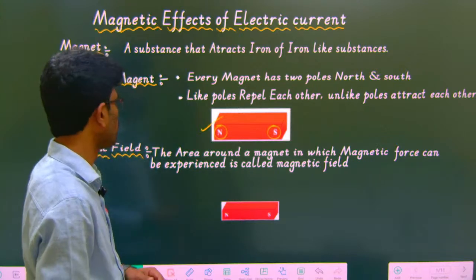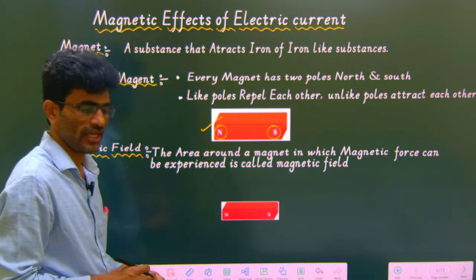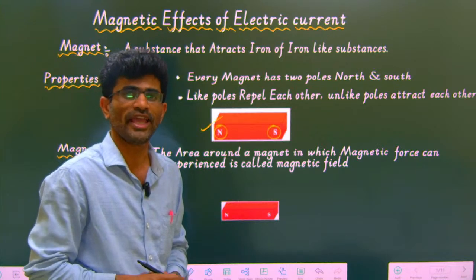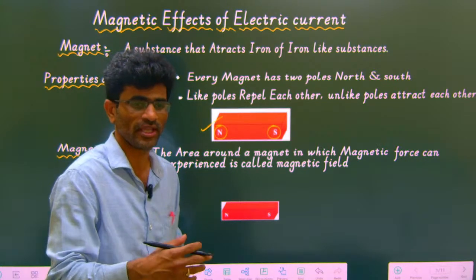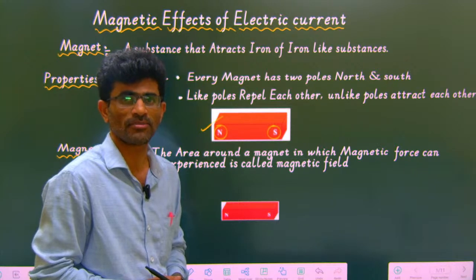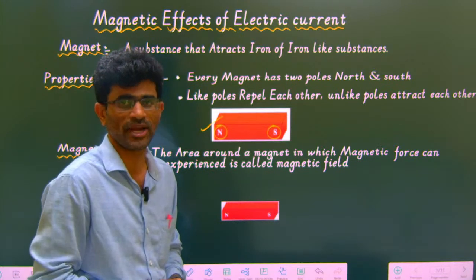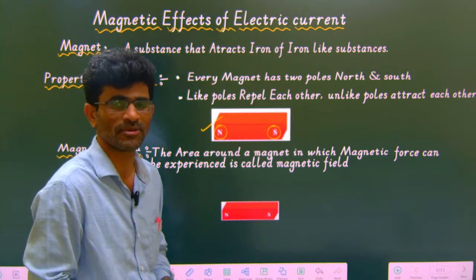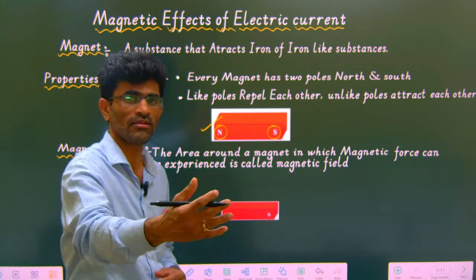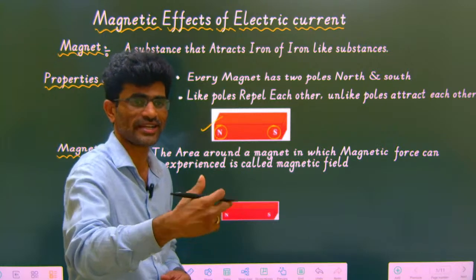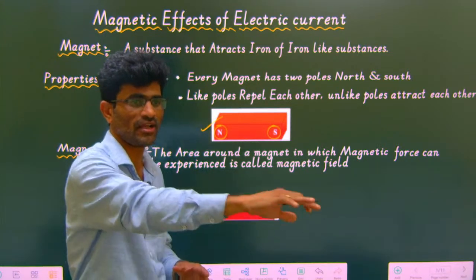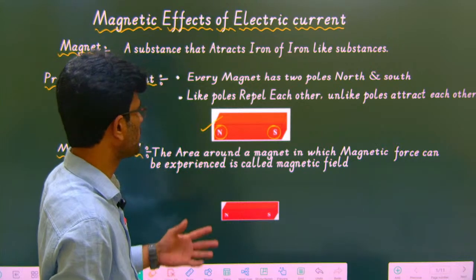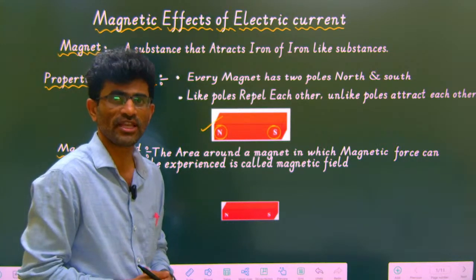Then we have to know what a magnetic field is. It is the area around the magnet in which magnetic force can be experienced. For example, when you bring an iron substance near the bar magnet, for some distance it will be attracted. When you take it away from the magnet, after some distance it will not be attracted. So that area in which the iron is attracted by the magnet, that area in which magnetic force can be experienced, will be called a magnetic field.